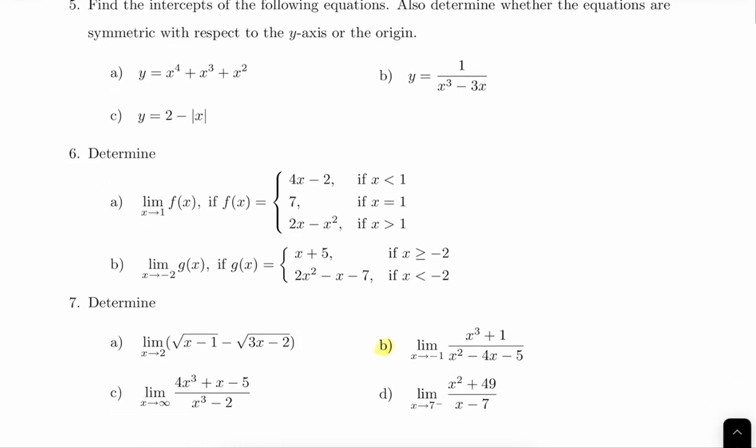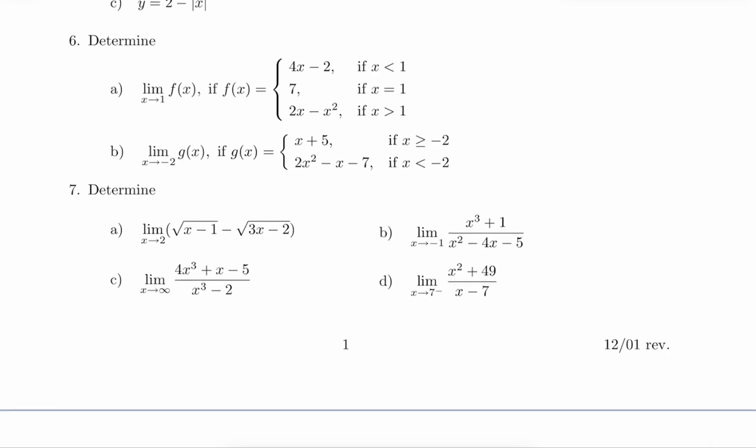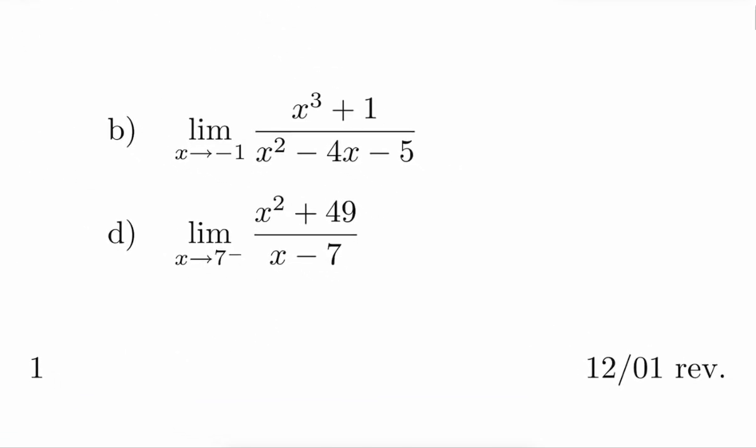Now, the next thing on the test are limits. So let's go down to number 7 for a moment, and let's talk about limits. That's the next part of your test on Wednesday. There's going to be 4 limits, and I want to talk about some strategies. So let's look at B for just a moment. Now, I didn't do any limits to infinity. These are just limits at certain values. So the first thing you should always check, let's look at B, is what happens when you plug in.